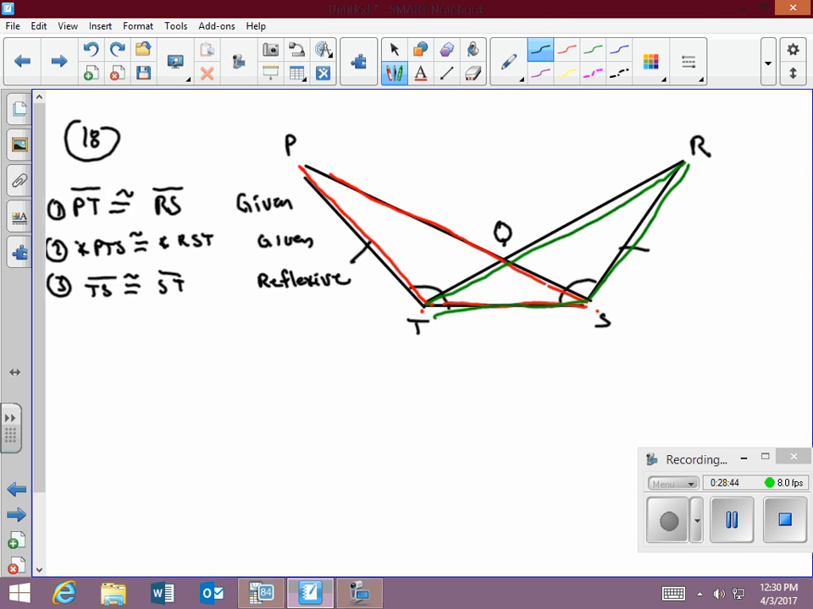So we need two sides and an angle. Yeah, absolutely. And then the triangle PTS is congruent to the triangle RST, and that's side, angle, side. This is supposed to be a therefore.